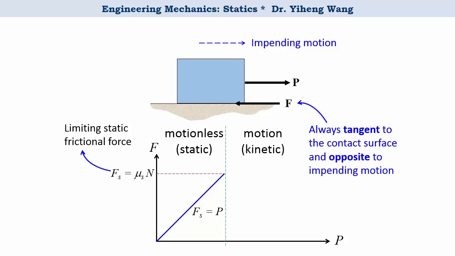Motion starts, and the friction between the two contacting surfaces is now kinetic friction, Fk, which equals mu k times the normal force N. Mu k is the coefficient for kinetic friction. It is normally smaller than the coefficient for static friction, and it is also determined through experiments.